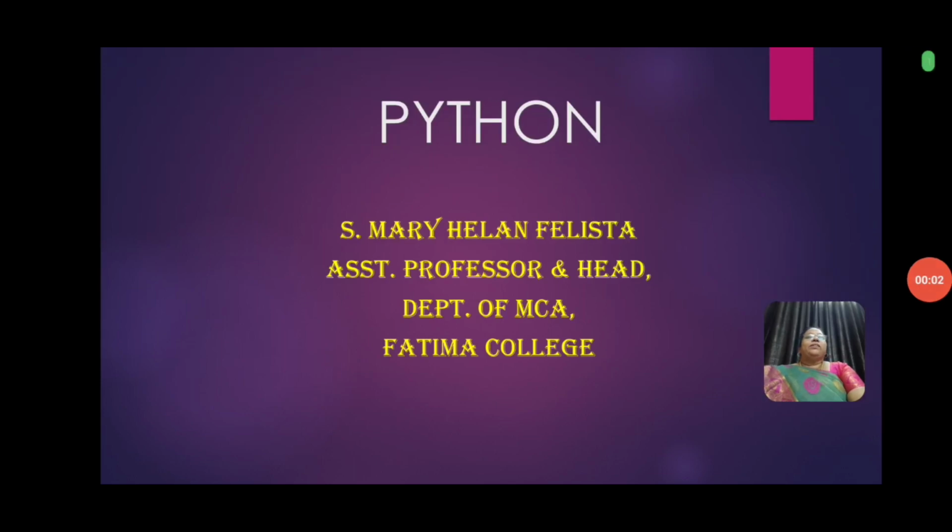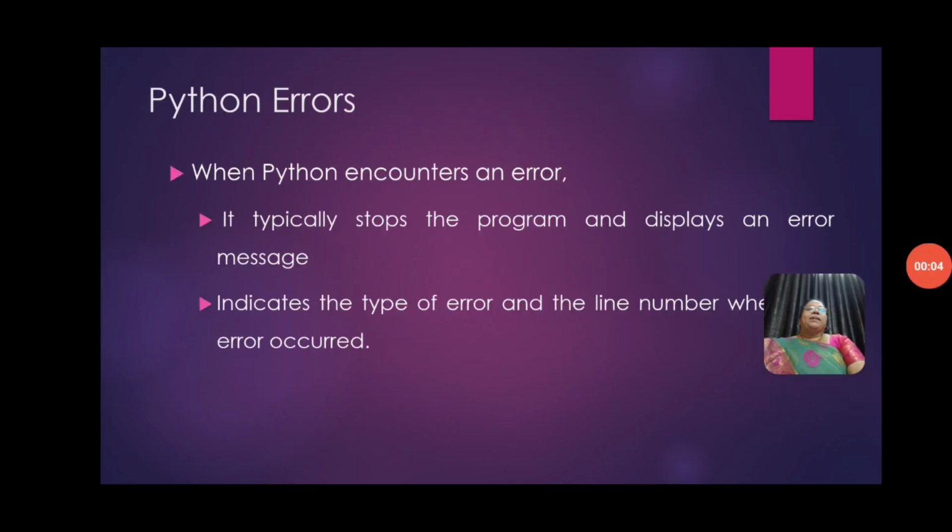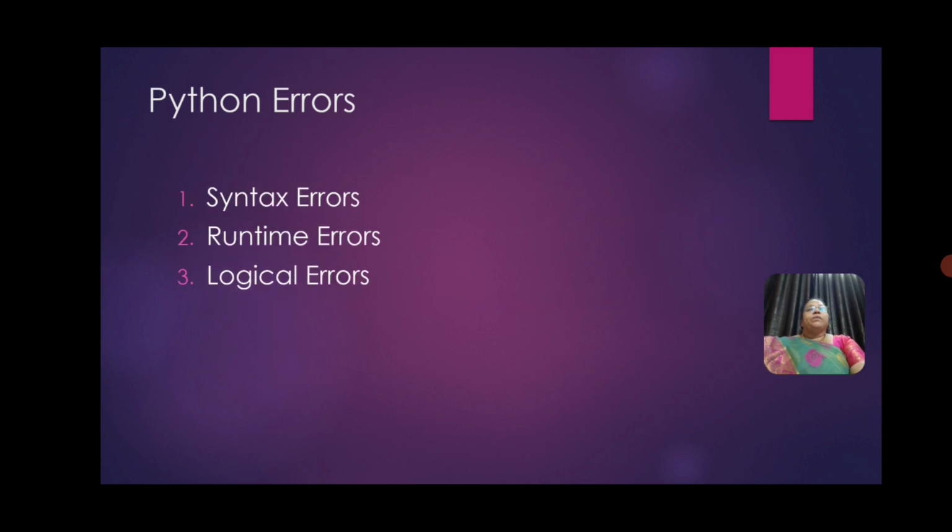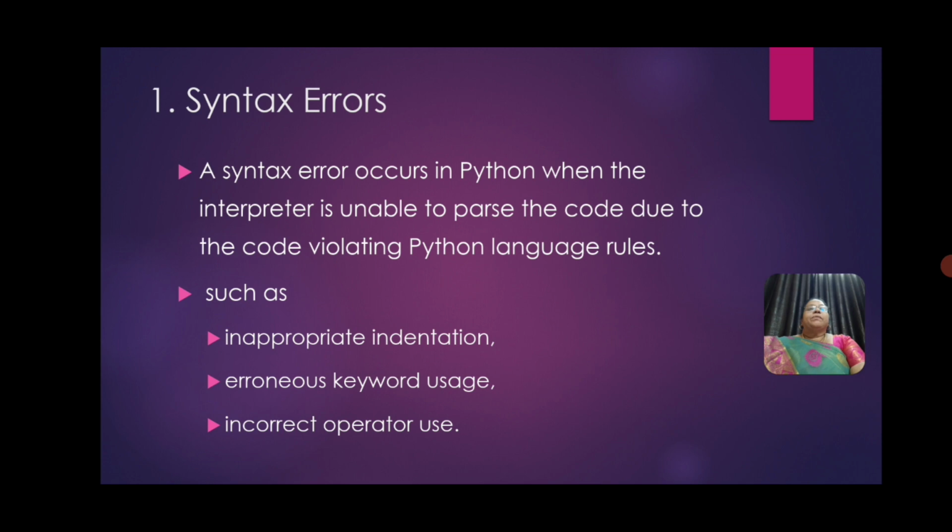Today we are going to discuss errors in Python. When Python encounters an error, it typically stops the program and displays an error message, which will indicate the type of the error and the line number where the error has occurred. There are three different types of errors: syntax errors, runtime errors, logical errors.